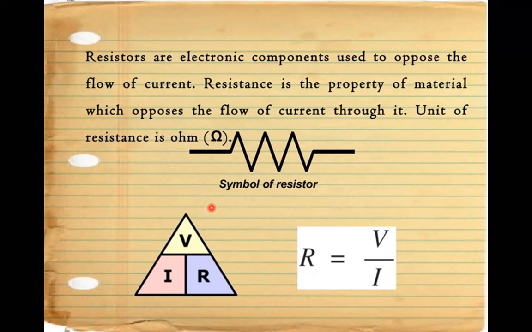And the unit of resistance is the ohm. This is the symbol, shown in a zigzag manner, and we have a formula: R is equal to V by I. How does it come? According to Ohm's law, the potential difference across a conductor is directly proportional to the current flowing in the circuit. So V is proportional to I, or we can say V is equal to I into R, where R is the proportionality constant. This R is called resistance. So R will be equal to V by I.